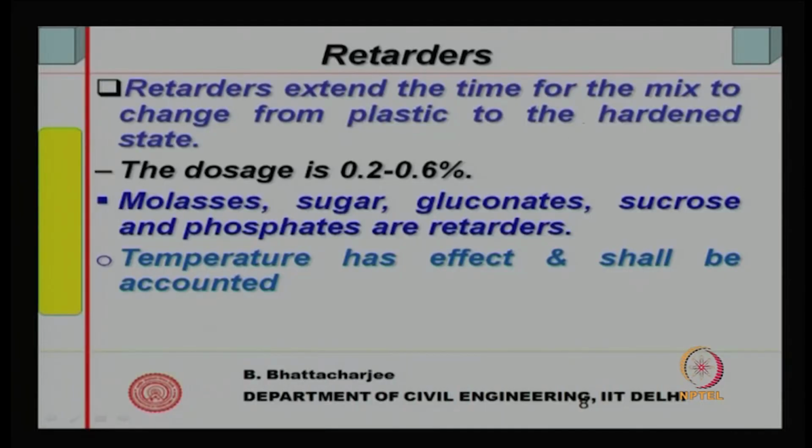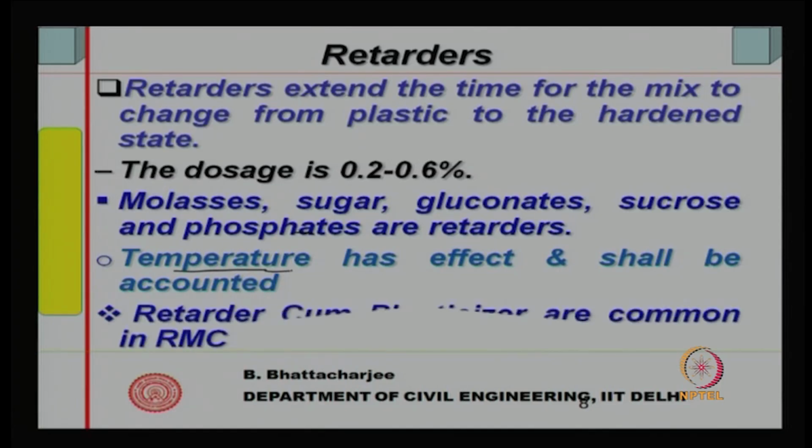Well, if you put some retarder, let us say sugar, in sufficient amount, it will never set. So, it is called killing of concrete. Concrete mix can be killed actually. So, it will never set. So, they are retarders. Temperatures do have some effect on the retarding action, and this should be seen and also considered. So, temperature has some effect and shall be accounted. At higher temperature, the first reaction takes place, and the retarding action will be less.